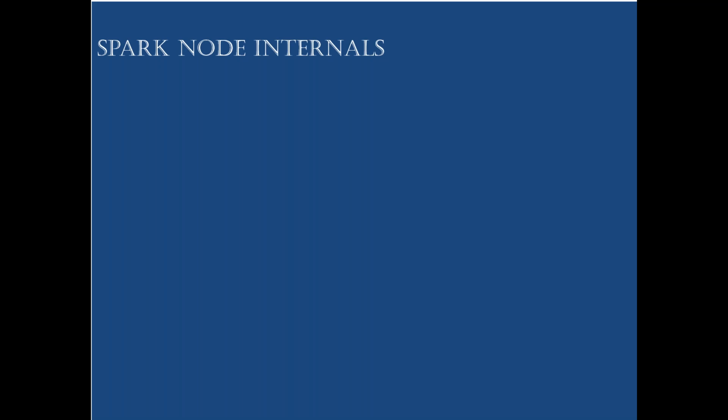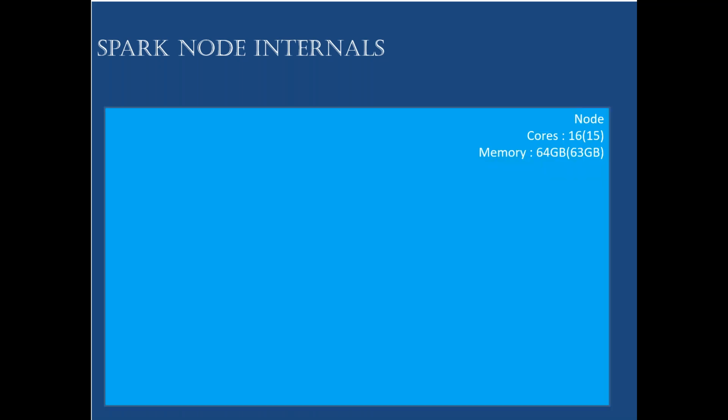Now let's talk about the computer. If we take one computer, what all things will be there in it? This is the computer we discussed as part of the training session. There are 16 cores, core meaning CPUs, so 16 CPUs. I have 64 GB of memory; 1 GB I'm leaving for other background processes. One core also I'm leaving.